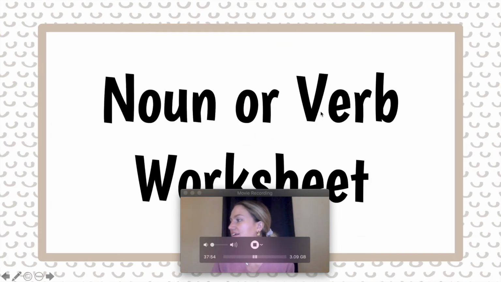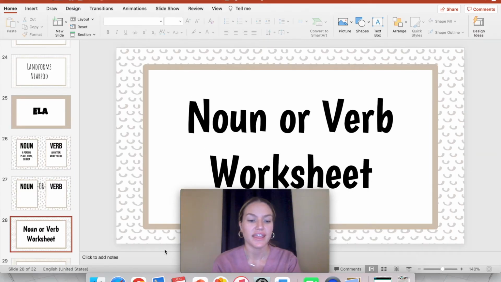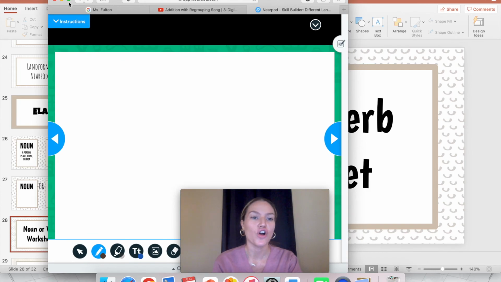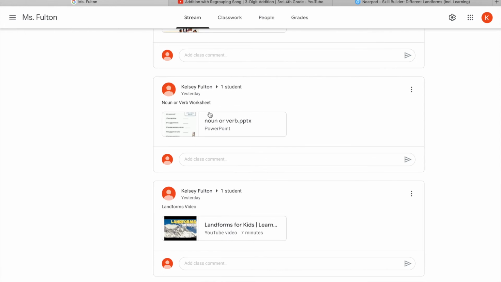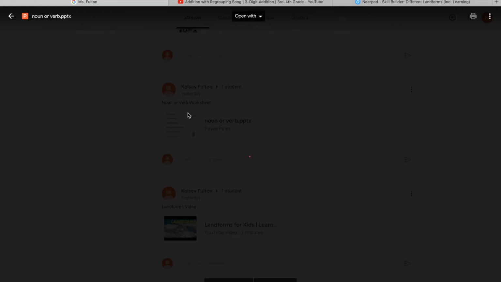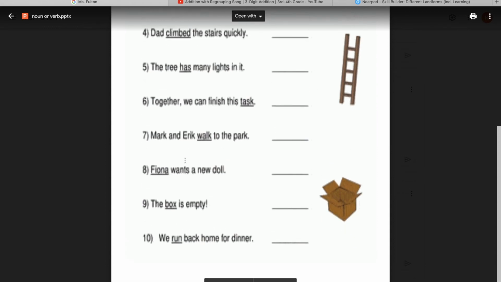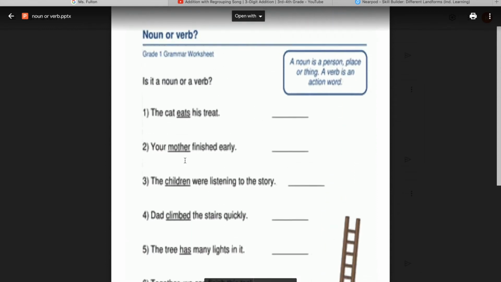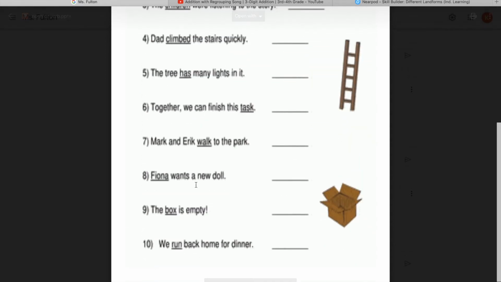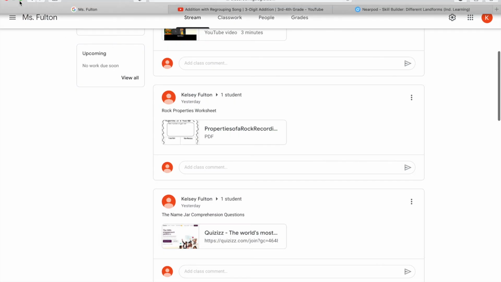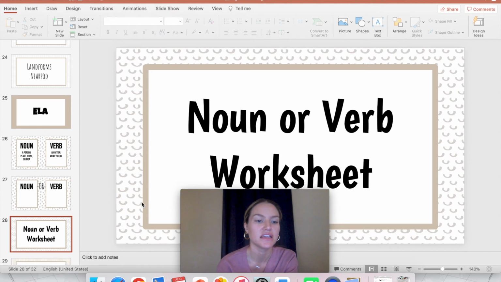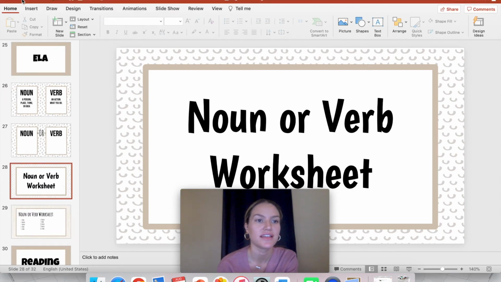Okay, and then we are going to work on a noun or verb worksheet. So this worksheet is located in our Google Classroom, just like all of our other resources. So we are going in our Google Classroom and we are looking for our noun or verb worksheet. It is right here. And you're going to fill out this worksheet with your answers. So the underlined word, you are going to write either noun or verb about the underlined word. Okay, so at this point you should pause this video and be working on that worksheet.